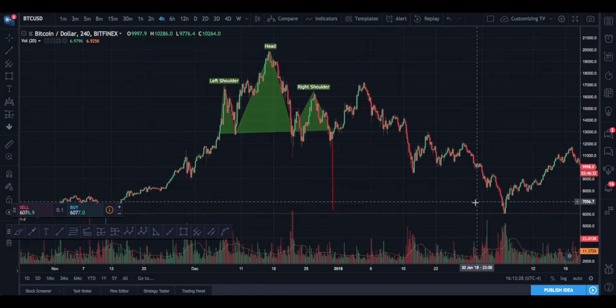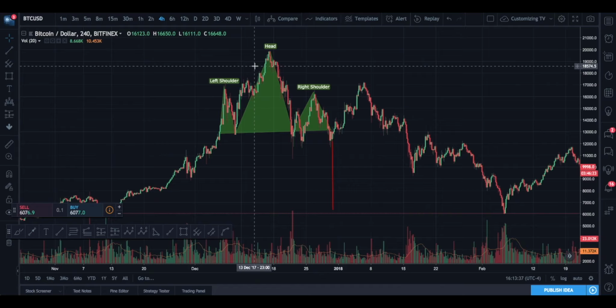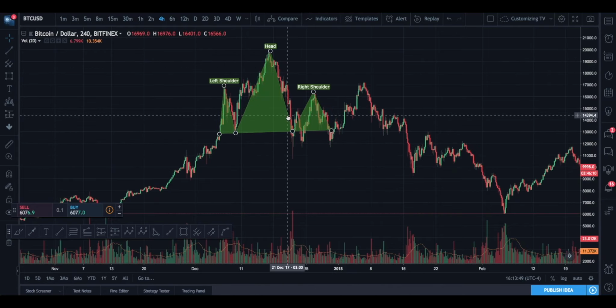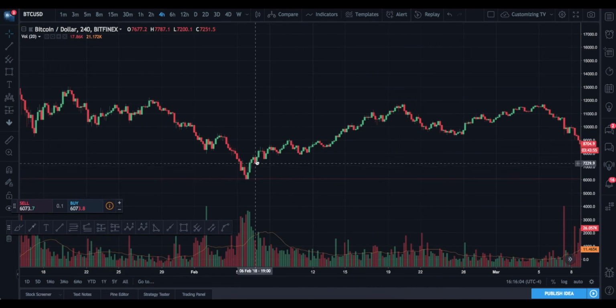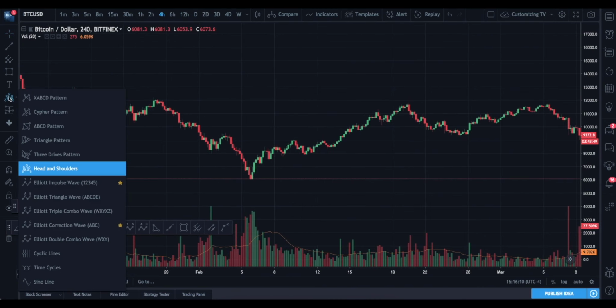And let me tell you, Head and Shoulders and inverted Head and Shoulders plays out very nicely on Bitcoin. So now we're going to go over inverted Head and Shoulders, which, as you may have guessed already, is exactly like this, only the other way around. So it's upside down Head and Shoulders. Let's get rid of this first. So we're again at a 4-hour chart, and this is the 6K bottom for February 6th. And let's take a look at inverted Head and Shoulders.